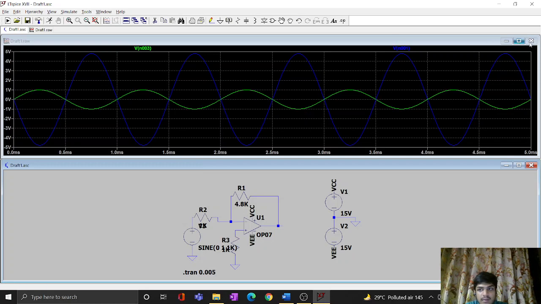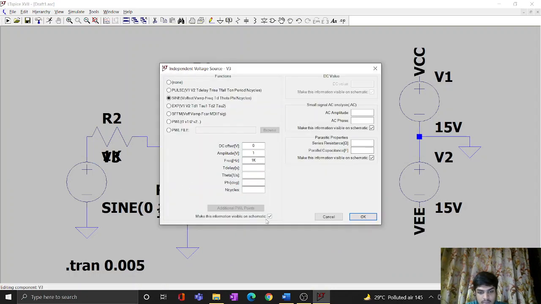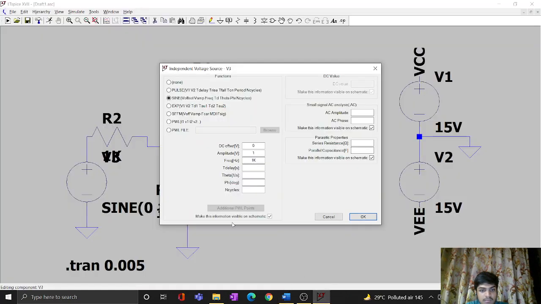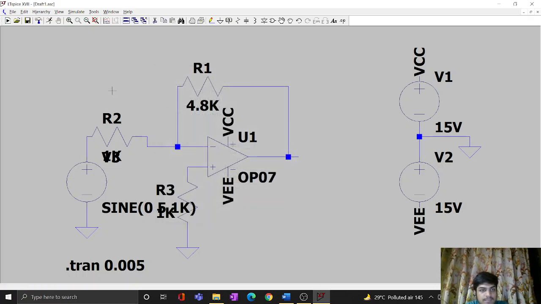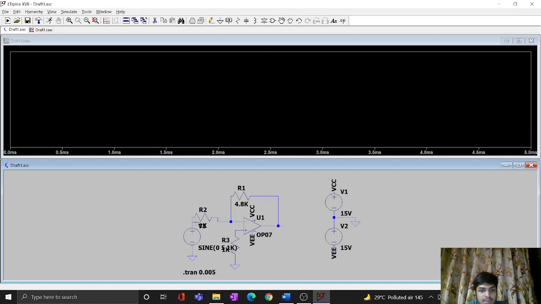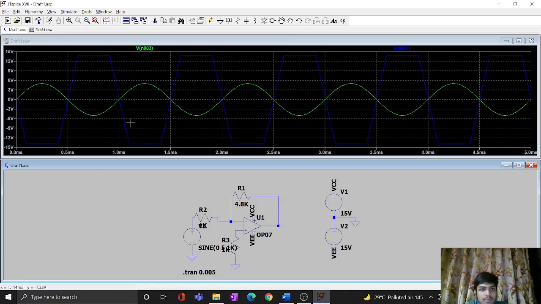So if I cancel this and make the input 5 volts amplitude and apply the transient sweep, I can see the input as 10 volt peak to peak, and in the output it would be saturated. As you can see the flattening here.